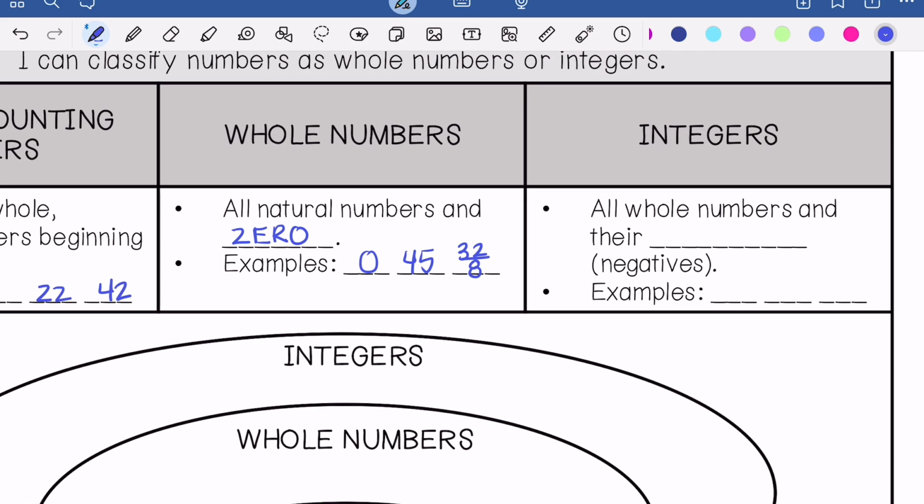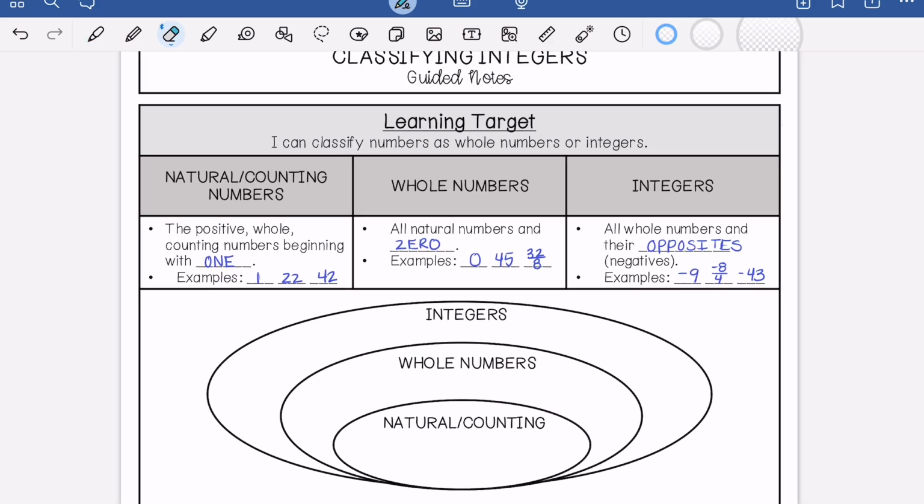Integers are all whole numbers and their opposites. What I mean by opposites is negatives. So for example, -9 could be 1, -8, 4, which simplifies to -2. -43, those are all examples.